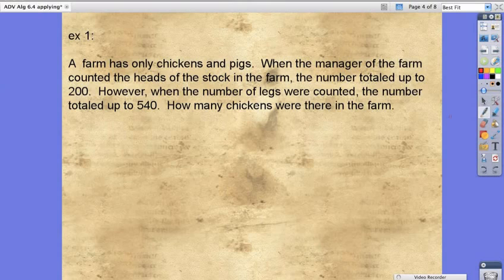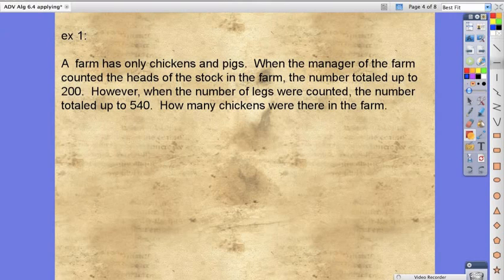So let's start by underlining the really important words that we see here. First thing that stands out in the first sentence is that we have chickens and we have pigs. When the manager of the farm counted the heads, now it says heads, totaled 200. And it says number of legs, that totaled 540. Now it's really important to know what they're asking you for. It says how many chickens. So we need to find out the number of chickens.